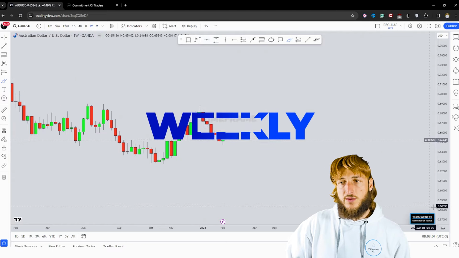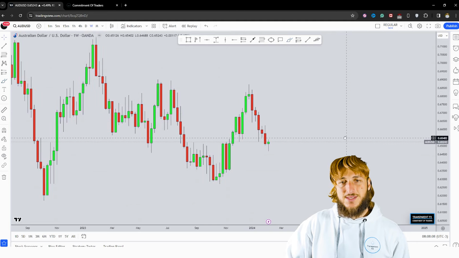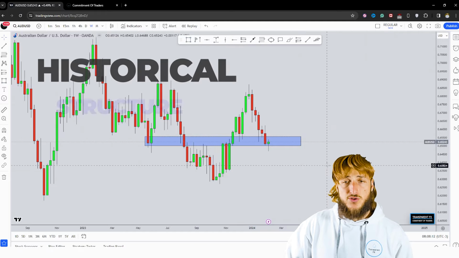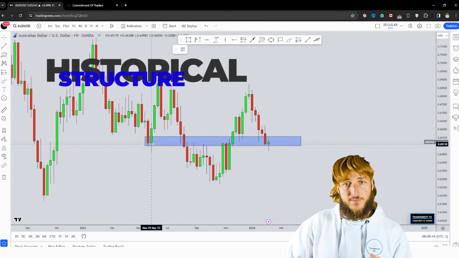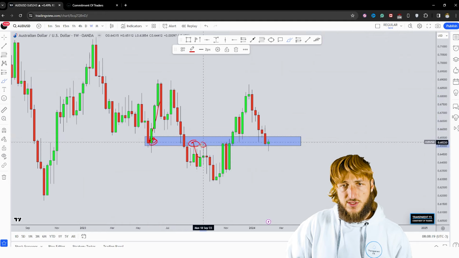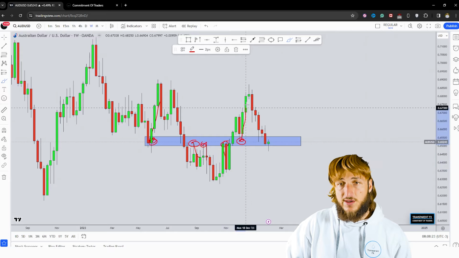Dropping down on the weekly time frame, what do we see? Well, from a weekly standpoint, what we can notice is that at the moment we do have quite strong historical structure at this area. This zone was acting as previous weekly support here, turn resistance here, again here, and again here. Then the market broke back above the level and it started acting as support.